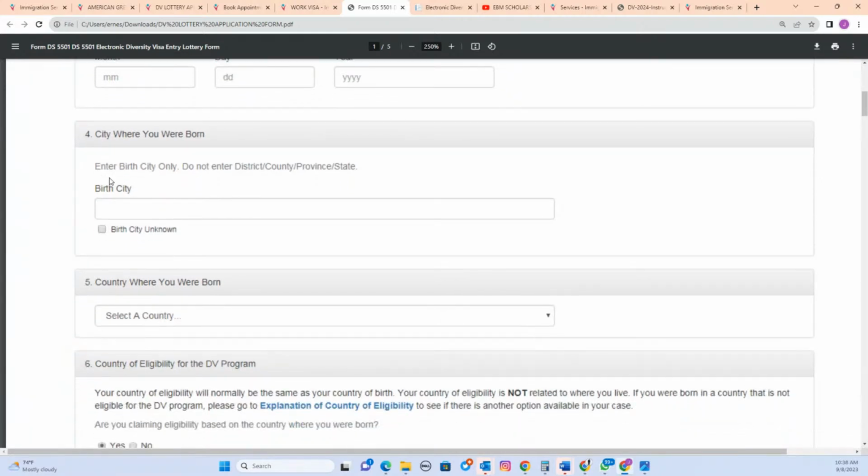Then there is a place of birth, city of birth. Enter birth city only. Do not enter district, county, province, or state. So remember, they are talking about it in the American context. City is every city. There is no concept of village here in America.